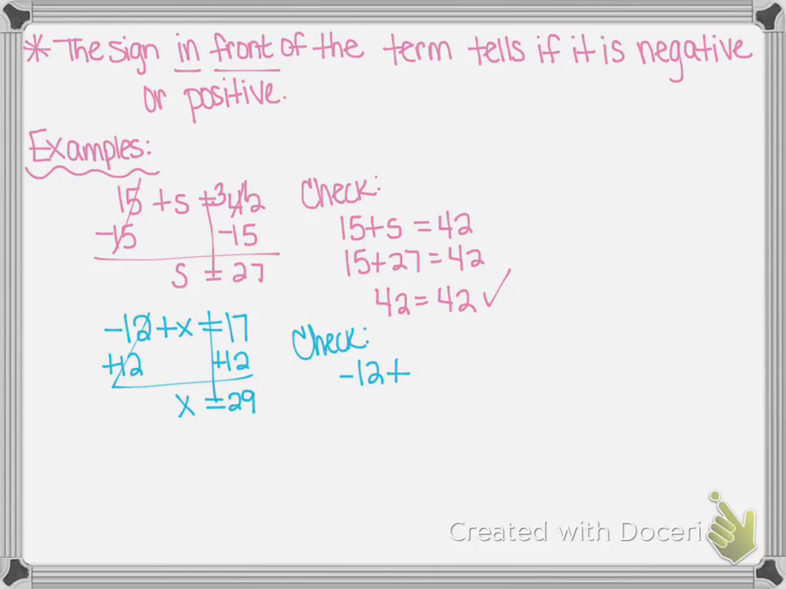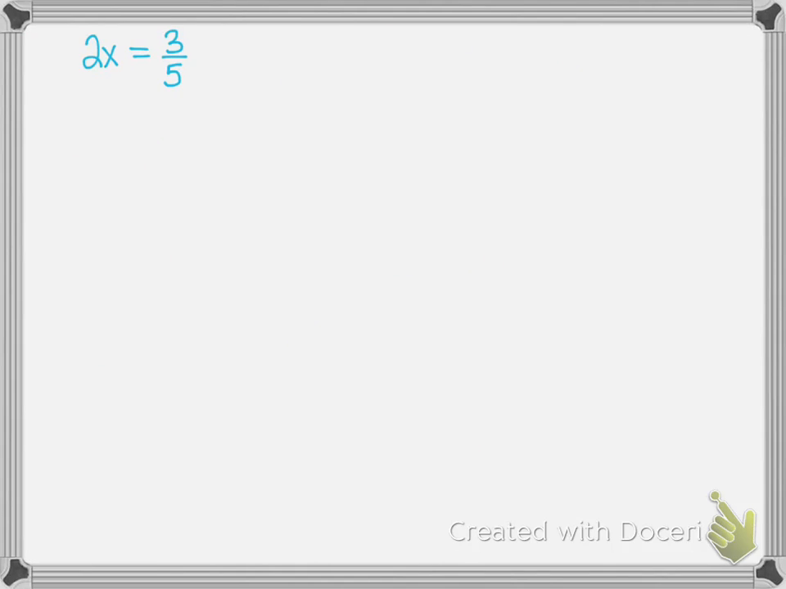I can go ahead and check it by rewriting the original equation, negative 12 plus x equals 17. Plug in 29 for x, so I have negative 12 plus 29 equals 17. And then when I solve on the left-hand side, negative 12 plus 29 equals 17, and 17 equals 17, so that earned a check mark. Alright, so that was an addition-subtraction example.